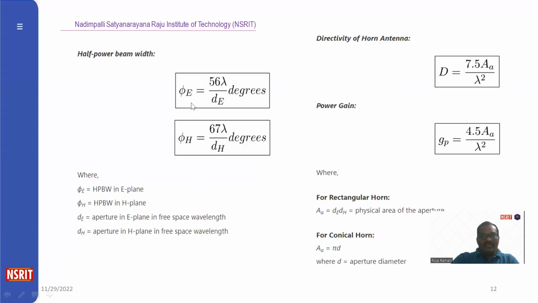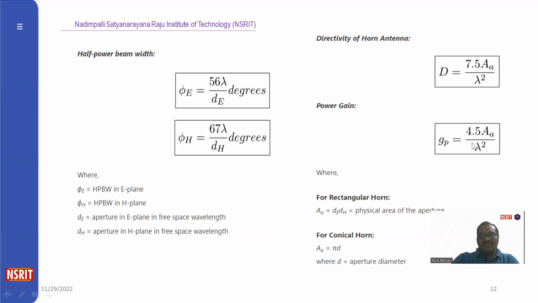The half power beam width of the horn antenna is given by theta E equals 56 lambda by DE. Theta H is given by 67 lambda by DH degrees. The directivity of the horn antenna is given by D equals 7.5 A by lambda square.